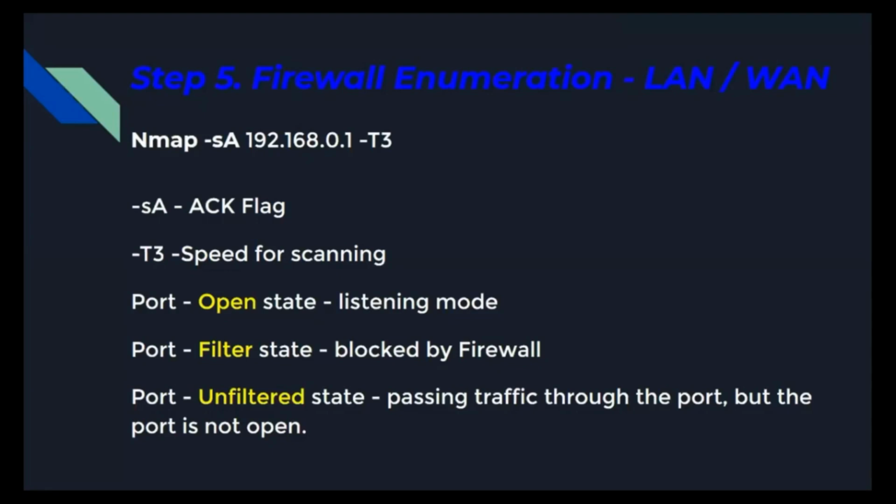So here nmap will send packets to the first 1024 well-known ports with the acknowledgement flag raised. The return traffic results indicate whether the port is open, filtered, or unfiltered. If the port is in the open state, it indicates listening mode. If the state of the port is filtered, then it's blocked by the firewall. Finally, if the port is in the unfiltered state, we can say that the traffic is passing through the firewall, meaning the firewall is passing the traffic through the port, but the port is not necessarily open. So let's do it practically.